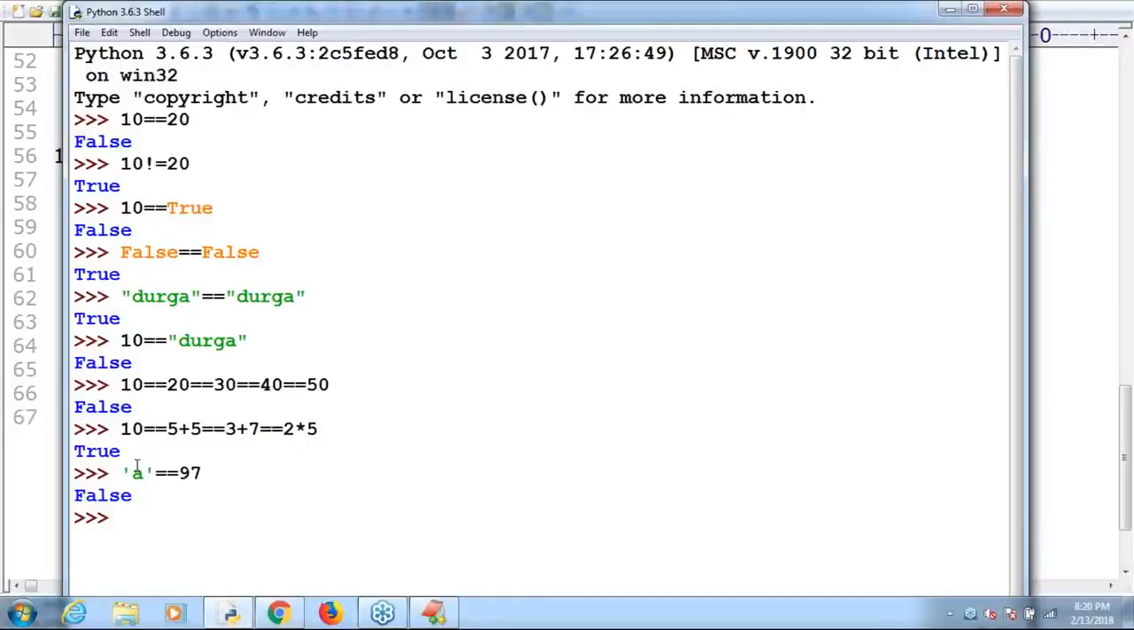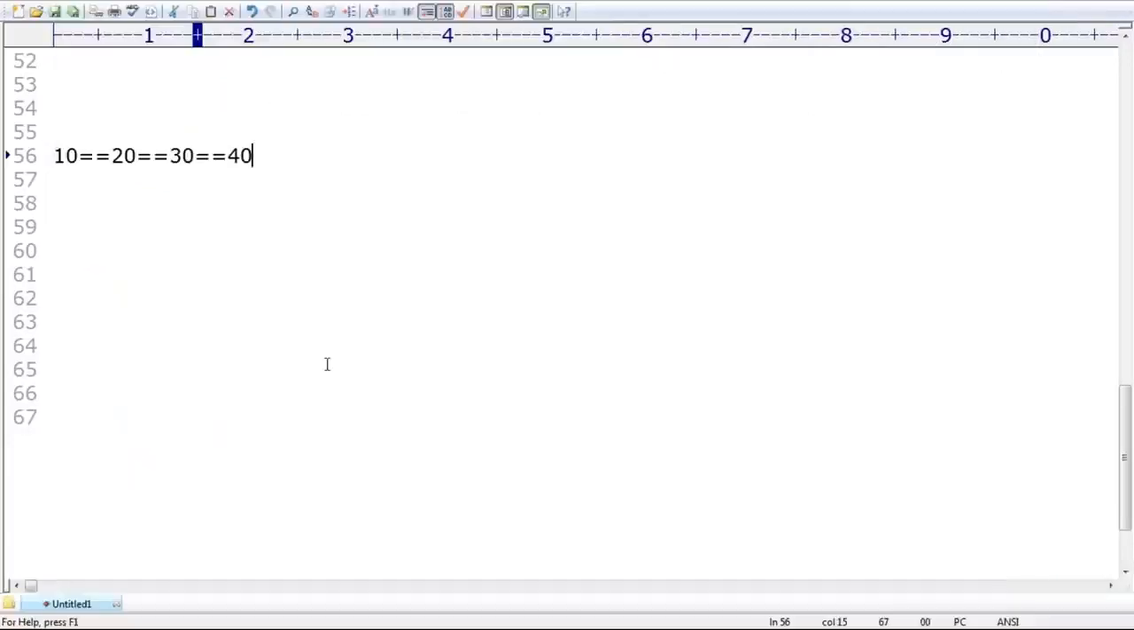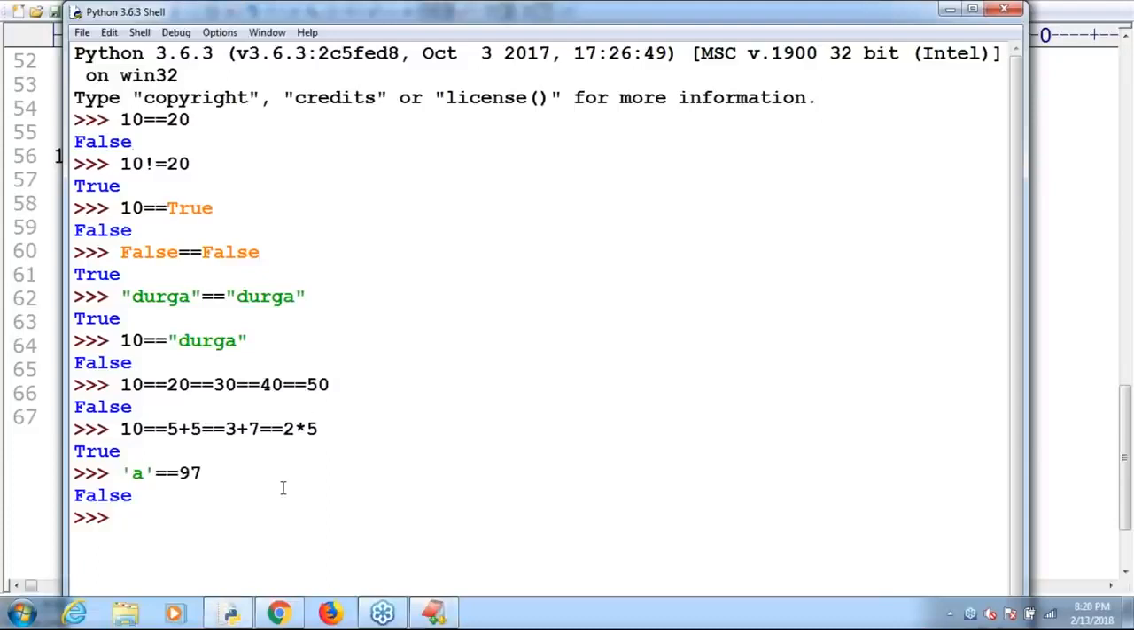Okay, that's all, sir. This chaining concept is applicable, right, for all. Now I have one more small doubt, sir. Divya asked one doubt, sir.